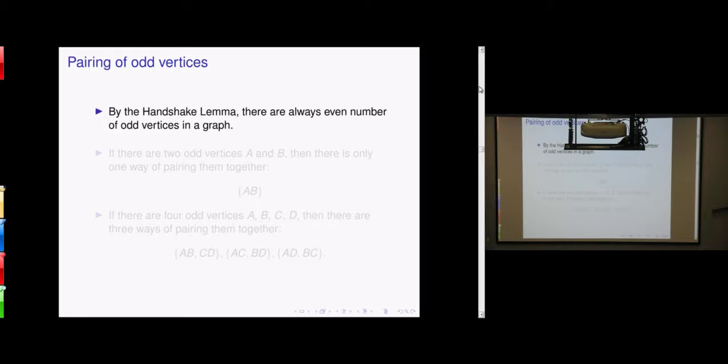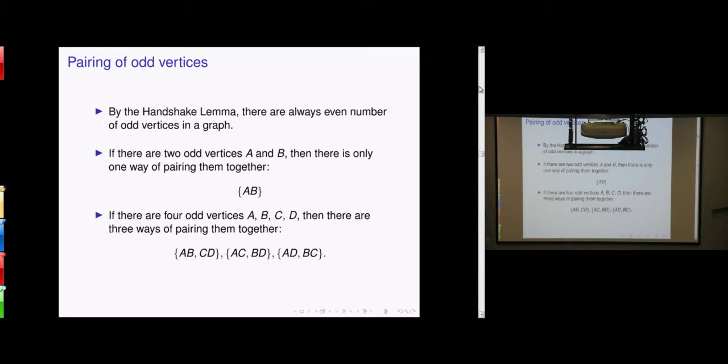Okay, so now is the place we mentioned the handshake lemma. By the handshake lemma, there are always an even number of odd vertices in the graph. That's why I remind you of the handshake lemma. So if there are two odd vertices like A and B, then there is only one way of pairing them together. We want to pair the vertices with odd degrees together. So if there's only one pair, well, that's the pair.